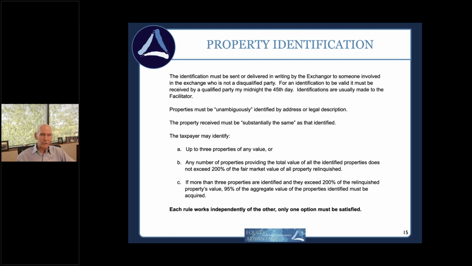Third rule, you can exceed 200%, you can exceed 3 properties, you've got to close 95% of the aggregate value of all properties ID'd, meaning that you better close everything you've identified. So that's the ugliest of the 3 probably.